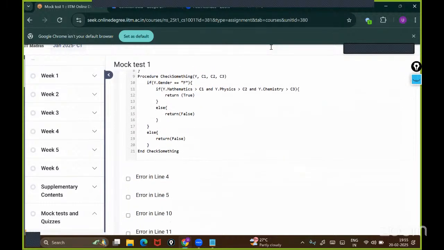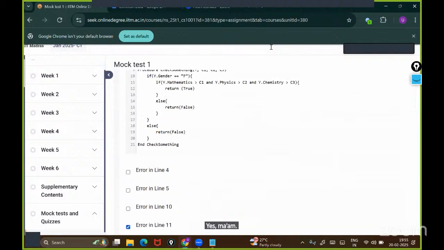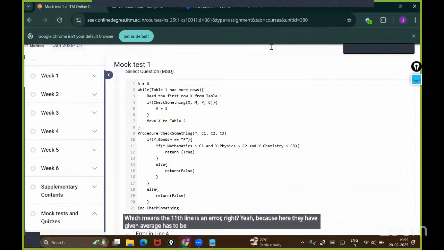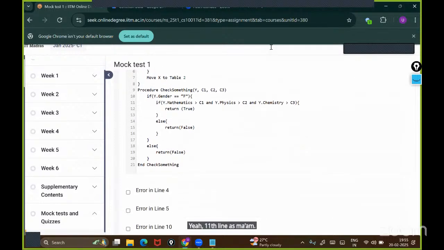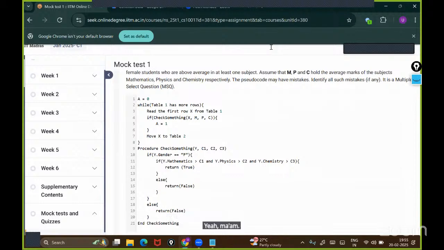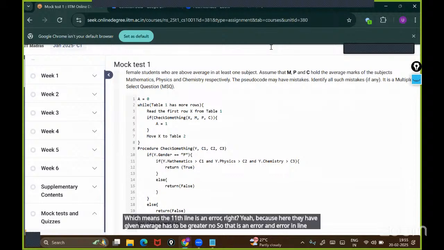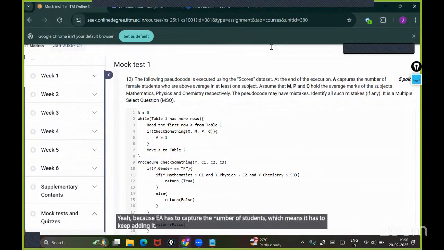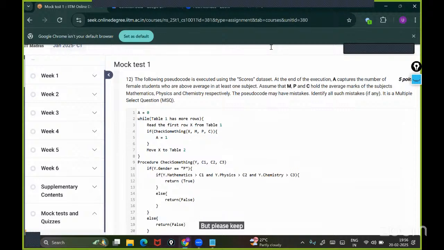Which means the 11th line is an error, right? Yes, ma'am, 11th line. Because here the average has to be greater, no, it should be or. So that is our error. Ma'am, why does line 5 have an error? Because A has to capture the number of students, which means it has to keep adding. But is A keep adding? No, it is just initialized to 1. After that, it is not reinitialized also, right?